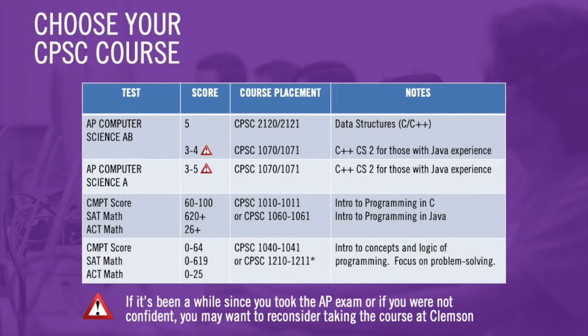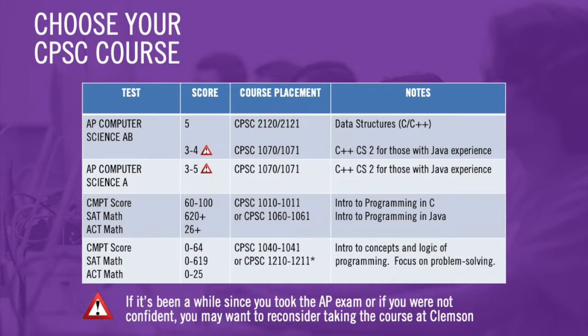Choosing your CS course. Your advisor will work with you to determine the first computer science course that you will take. This course will depend on if you have advanced placement credit, your math placement test score, SAT or ACT math scores, and/or prior experience. If you have AP credit for AP Computer Science A, with a score of 3, 4, or 5, you will receive credit for CPSC 1060.